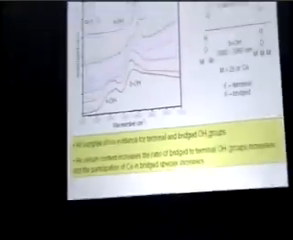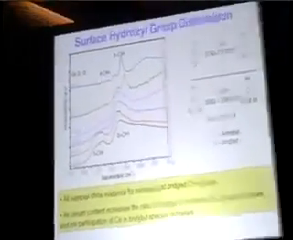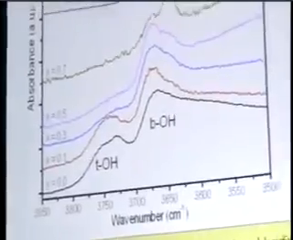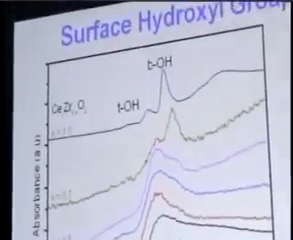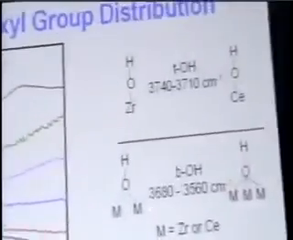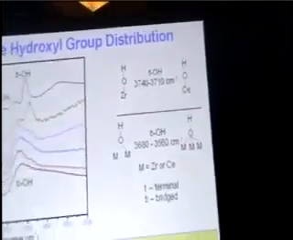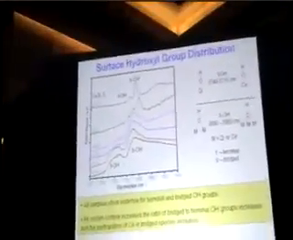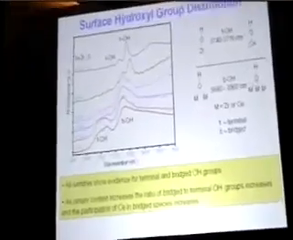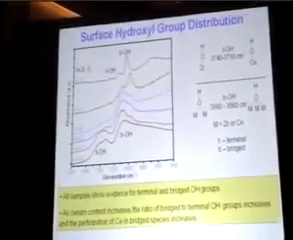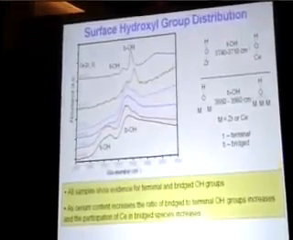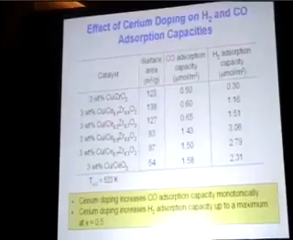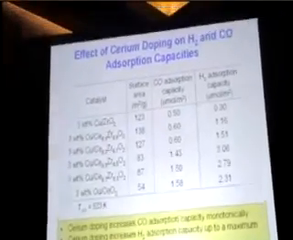You look at the in situ infrared, and you see that as you add more and more cerium, things change. You go from having some linear and bridged hydroxides to almost completely bridged hydroxyl groups. And these hydroxyl groups start to interact with CO more and more aggressively as one puts in the ceria. I show you that here.